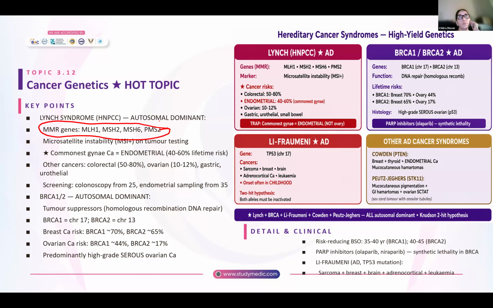Screening, because that would help to prevent. Because gastric or colorectal cancers are common, you can offer them colonoscopy from the age of 25 and endometrial sampling from the age of 35. Aspirin is another drug that could be given to people with Lynch syndrome. It is said that it decreases the risk of colorectal cancers.